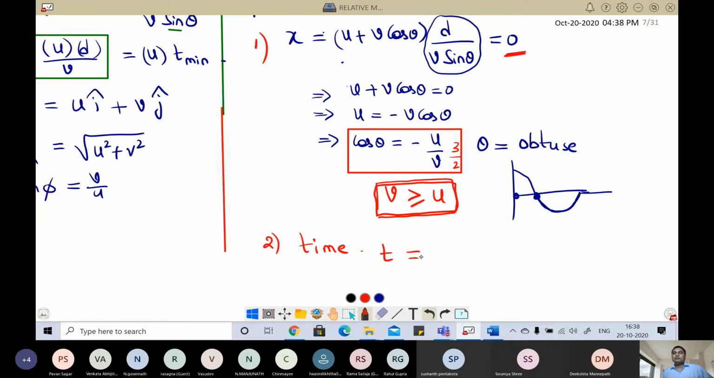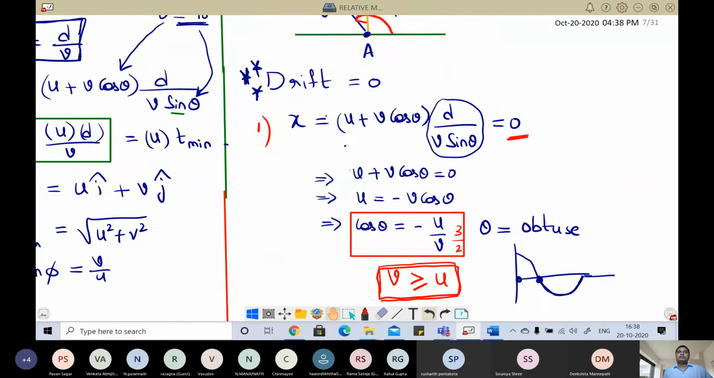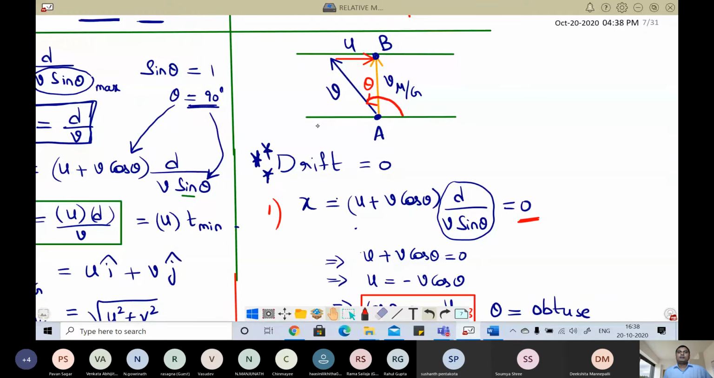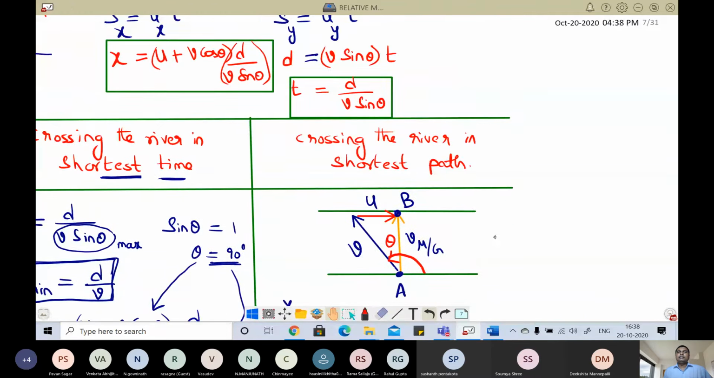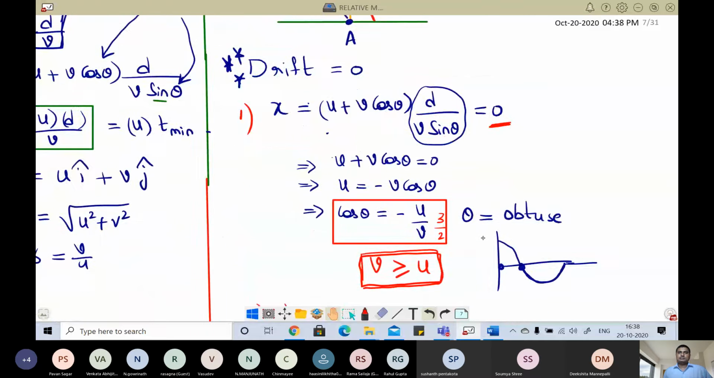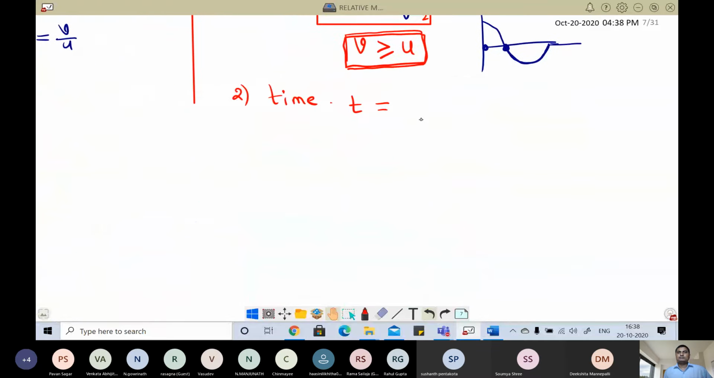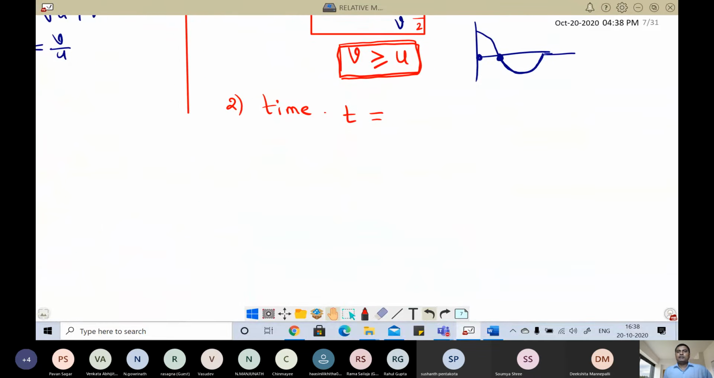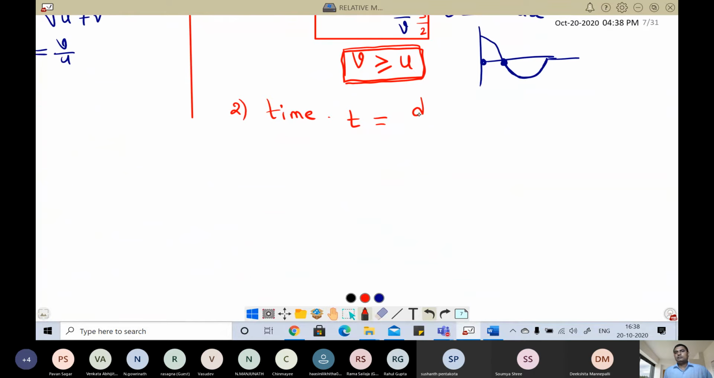Now what is the time equation? T is equal to, what is the equation for time here? T is equal to D by V sin theta. So here you will have T is equal to D by V sin theta.